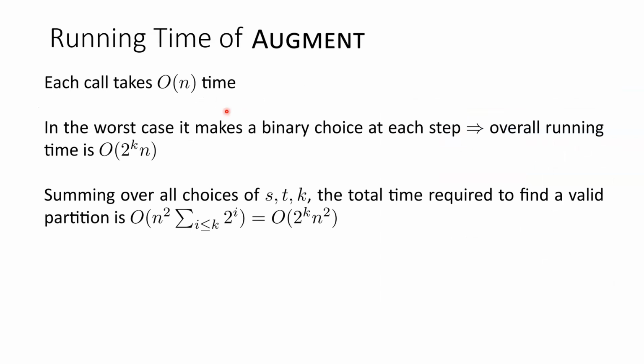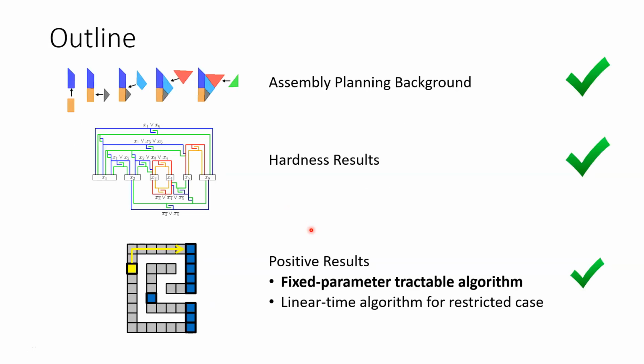So the running time of each call of augment takes linear time. And since we make a binary choice at each step, and the length of each branch in the recursion is at most k, we get a 2 to the k times n running time. And because we also have to go over all choices of S, T, and K, the total time required to find a valid partition is as follows. So we gain another factor of n here due to the choices of S and T. So now we're done with this.